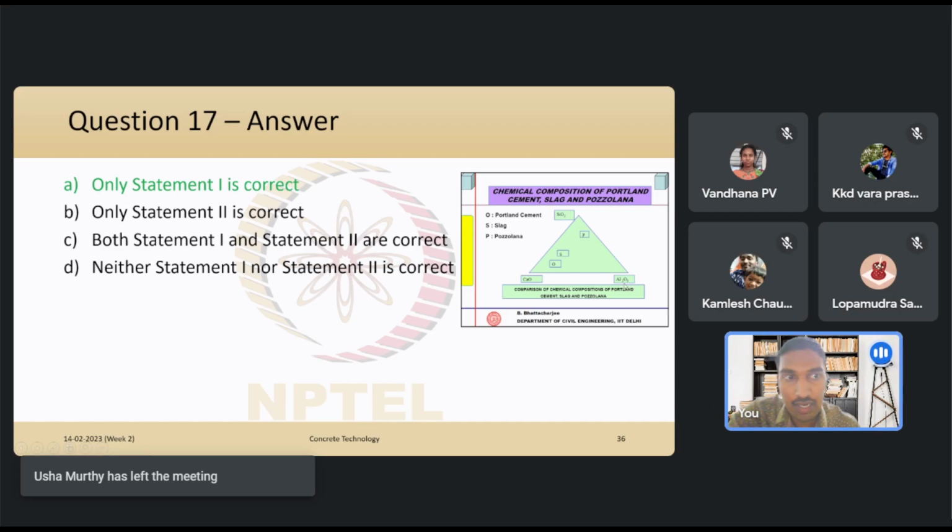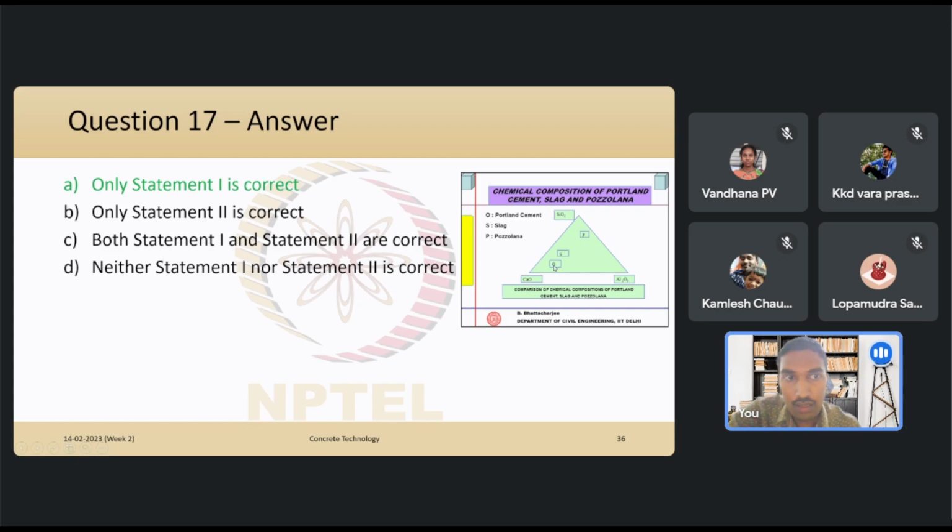Similarly for Al2O3, this vertex represents 100% of Al2O3, and in this direction the Al2O3 composition is reducing. Similarly for SiO2, this vertex represents 100%, and if you go in the opposite direction, the composition of SiO2 is lower. That is how it is arranged. Then we see where a particular material falls within this triangle, and that tells us the composition of these three compounds in that material.